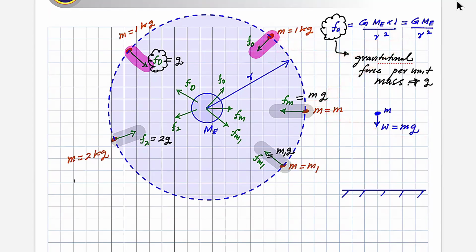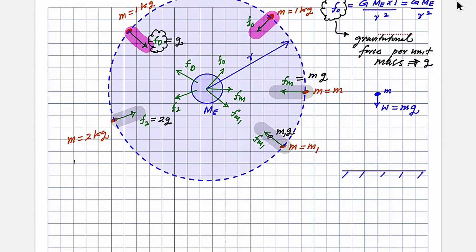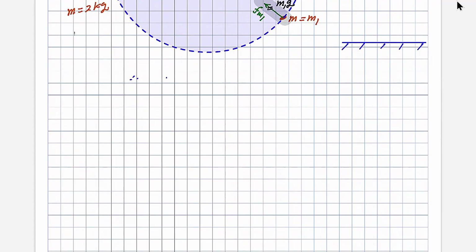So now weight is mg all the time, right? Now what is this g then? We call it gravitational acceleration, right? Now, it appears this gravitational acceleration is nothing but this, right? That's the new thing you learned today. Gravitational acceleration is nothing but G M Earth divided by r squared.